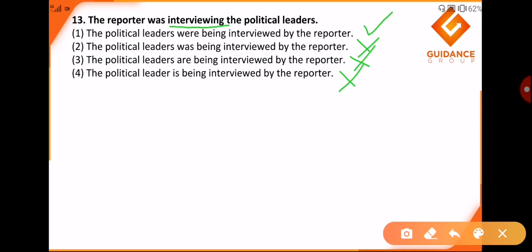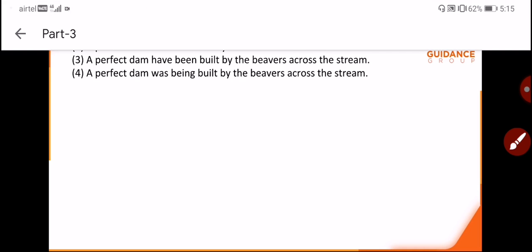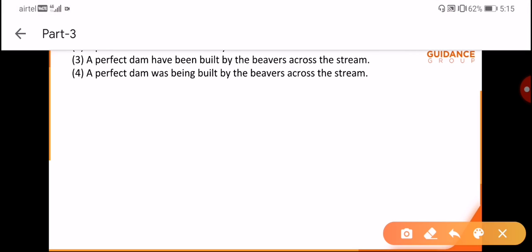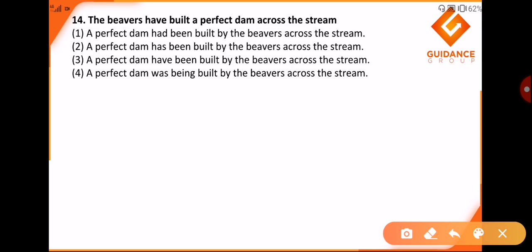Now comes our last sentence. The beavers have built a perfect dam across the stream. Now what have they built? The perfect dam. So now the object is a perfect dam, hence the object will change to subject, a perfect dam. Now have built will be, see, first is had, which is past tense, out. This is again has been, can be my answer. A perfect dam have been built.